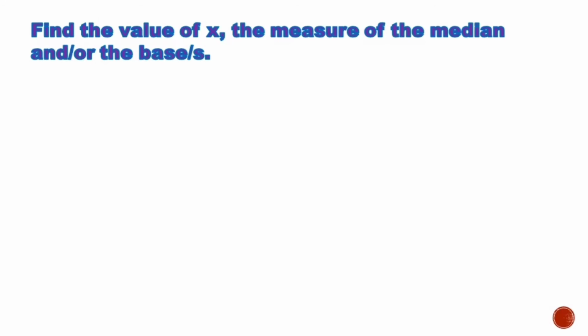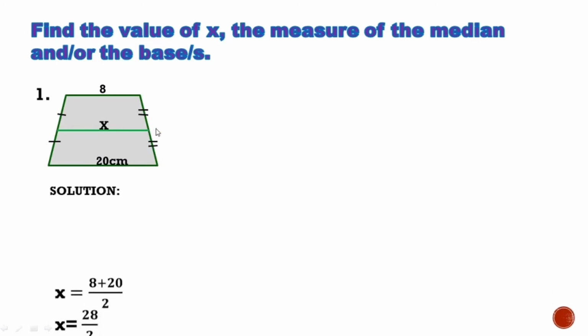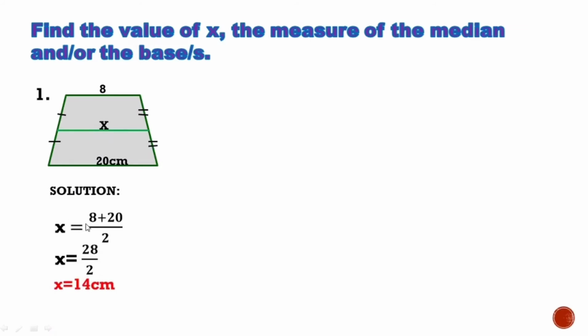This time, you're asked to find the value of x, the measure of the median, and or the base or the bases. Okay, number 1, we are to find x. So based on the figure, x is the length of the median. So for our solution, we have x is equal to the sum of 8 and 20 all over 2. So we have 8 plus 20, that's 28 divided by 2. Therefore, x is equal to 14 centimeters.